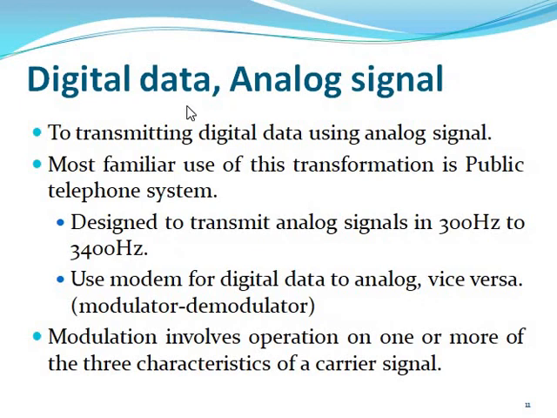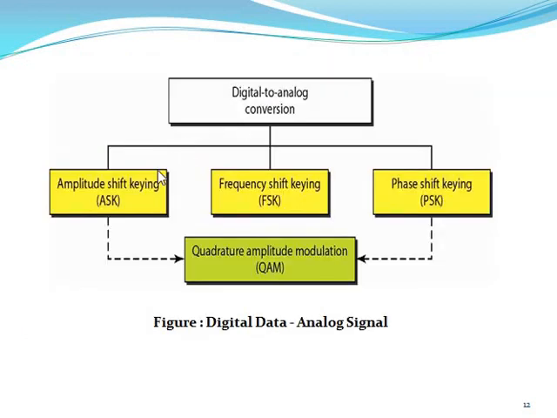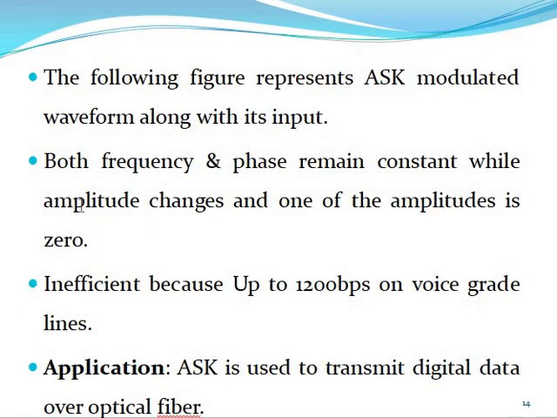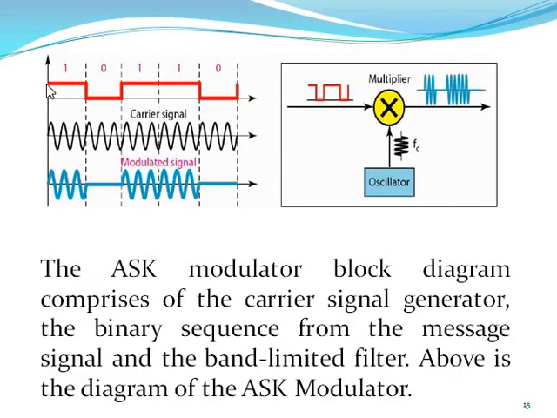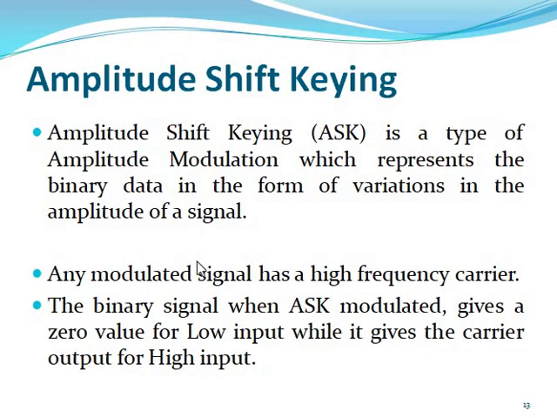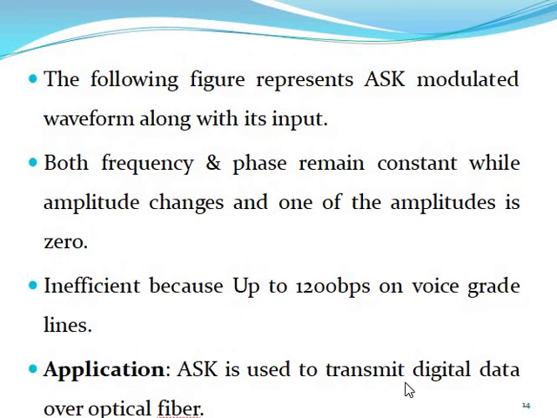Then we can look at digital data to analog signal. We can show three types of digital to analog conversion: amplitude shift keying, frequency shift keying and phase shift keying. Now we can look at what amplitude is. Amplitude is dependent on the data. We can have a positive wave and a negative wave. Positive represents 1 and 0, but for amplitude shift keying, it is a binary representation, and it is also used for transmission over optical fiber in communication.